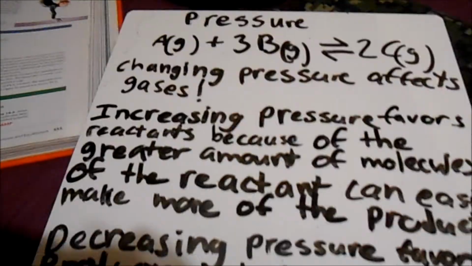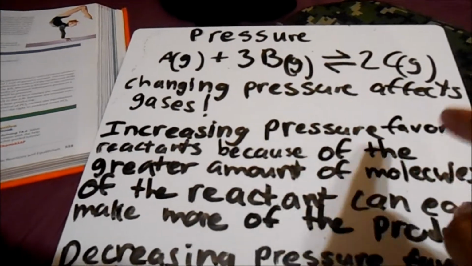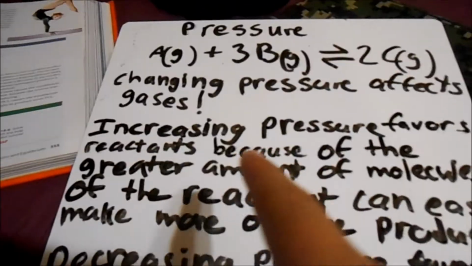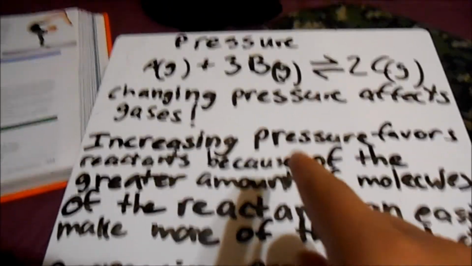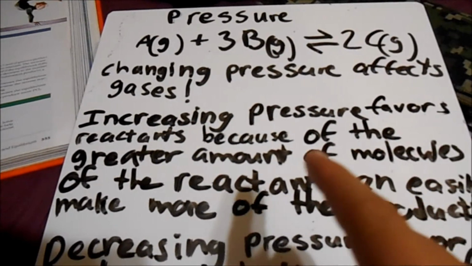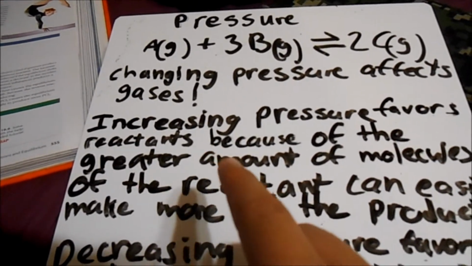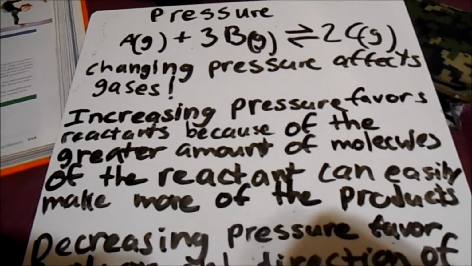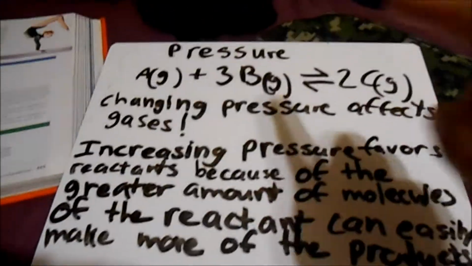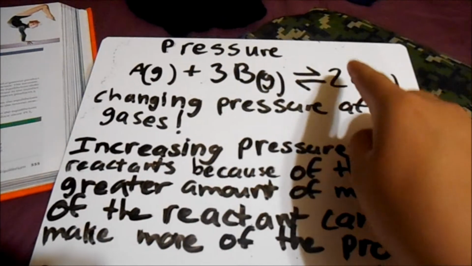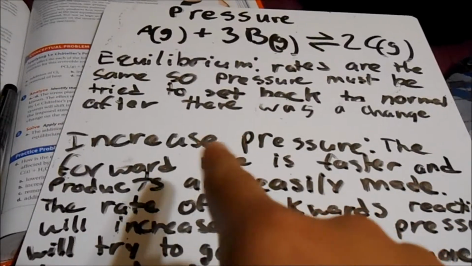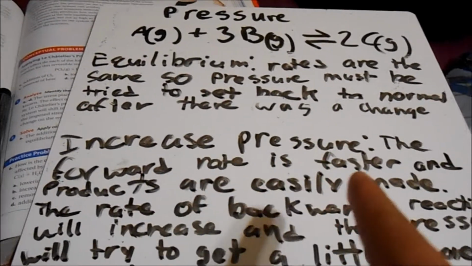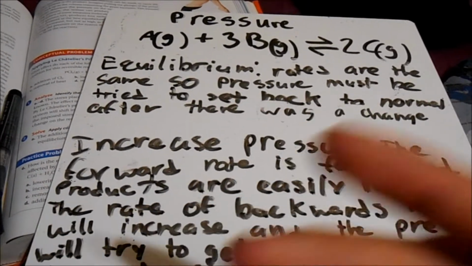Let's move on to pressure. Changing pressure affects gases. When we are increasing the pressure in this example, the reactants are favored because of the greater amount of molecules of the reactants can easily make more of the products. Therefore, the forward rate is faster than the backwards rate. When you increase the pressure, the forward rate is faster and the products are easily more made.